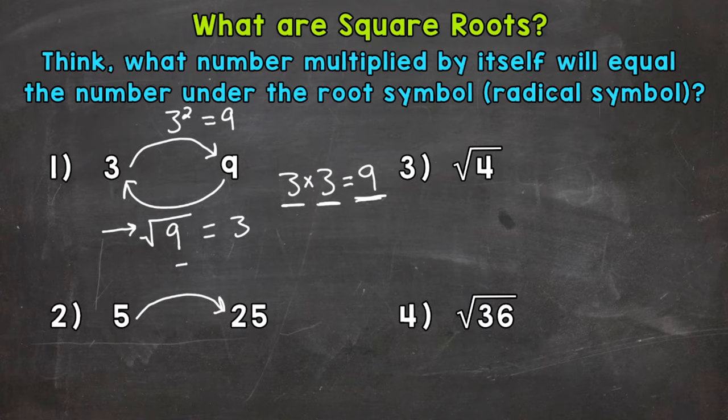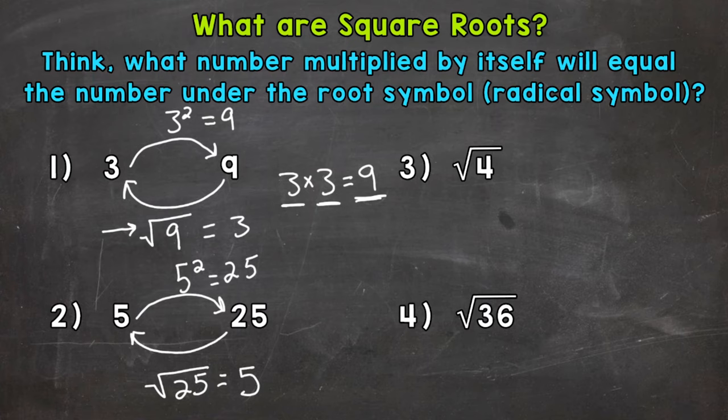So 5 squared, 5 times 5 equals 25. Let's start with 25 and take the square root. So the square root of 25. What number times itself equals 25? Well, we know 5 times 5 equals 25, so the square root of 25 equals 5. A number times itself gives us the number under the square root symbol. So again, the square root of 25 equals 5.